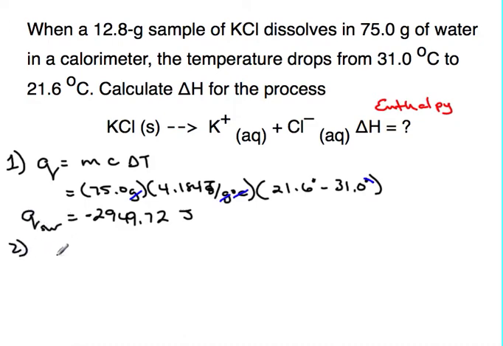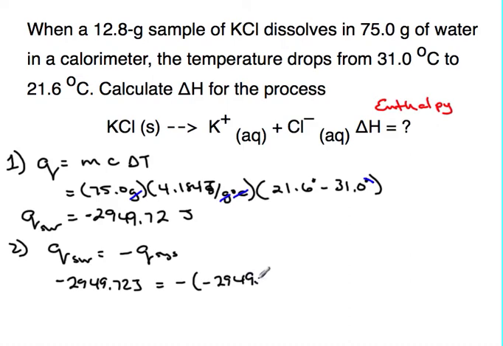In step 2, now that we have Q of the surrounding, Q of the surrounding is equal to negative Q of the system. Remember, the system is what we're focusing on. So Q of the surrounding we know is negative 2,949.72 joules, which is equal to negative Q of the system. So Q of the system is positive, equal to positive 2,949.72 joules.